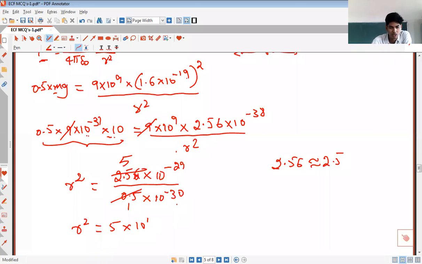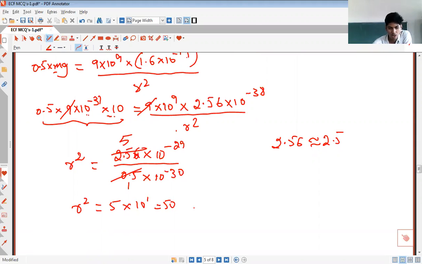Is that right? Minus 29 plus 30 will be 10 to the power of 1. So this will be equal to 50. Right? So r square is equal to 50. So r must be nearly equal to 7. Square root of 50 will be 7.